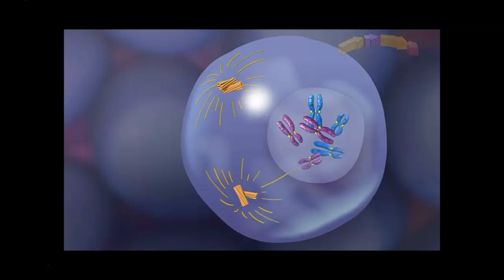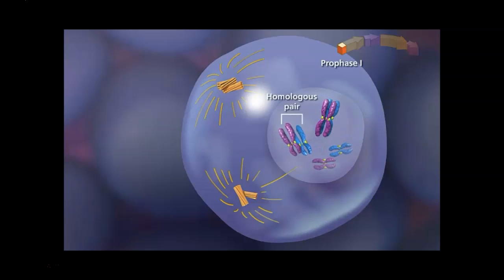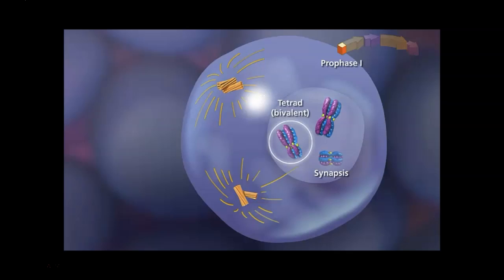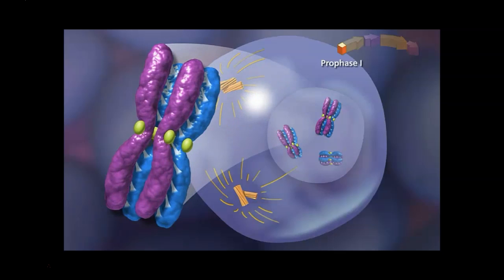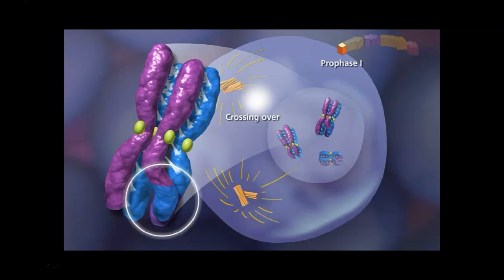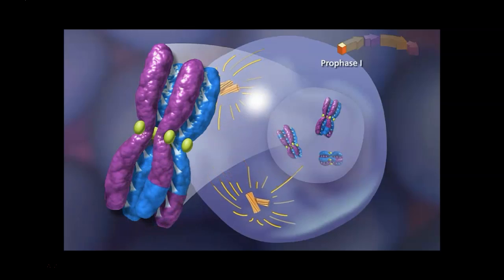The first event occurs during prophase I, when homologous pairs of sister chromatids lie side by side in a process called synapsis, forming a tetrad or bivalent. The homologous chromosomes share similar, but not necessarily identical genes. Once this structure is formed, the second event, called crossing over, can occur. During crossing over, a physical exchange between chromosome segments of non-sister chromatids occurs, increasing genetic diversity.